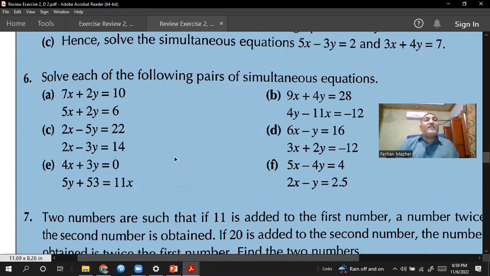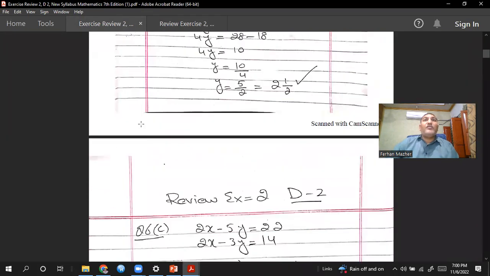It's C part. It says 2x minus 5y equals 22, 2x minus 3y equals 14. So you can see the coefficient of x is same in both the equations. Because the coefficient of x is same, and in both equations the coefficient of x is positive 2, simply subtract both these equations, and automatically the x will be eliminated, and you will be able to find out.